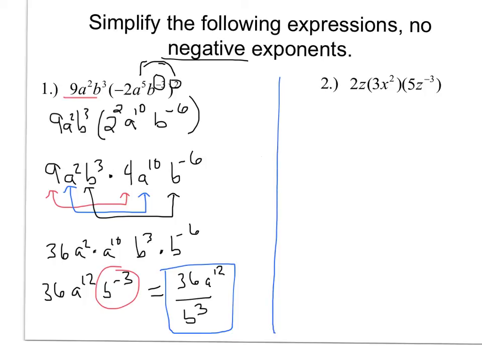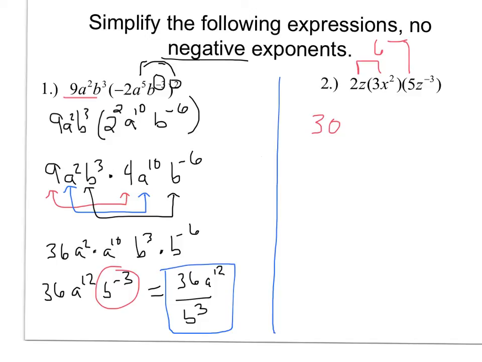Okay, so let's go ahead and look at the second problem here. With the second problem, I have 2z times the quantity 3x squared times the quantity 5z to the negative third. So this is actually possibly a little bit easier than the previous example. I notice here that there are no exponents on the outside, so there's no power property that I have to worry about. So what I'm going to do is just look at like terms. And so I have all these constants together. So in my head, I'm going to do 2 times 3 times 5. So 2 and 3 is 6. 6 and 5 is 30.